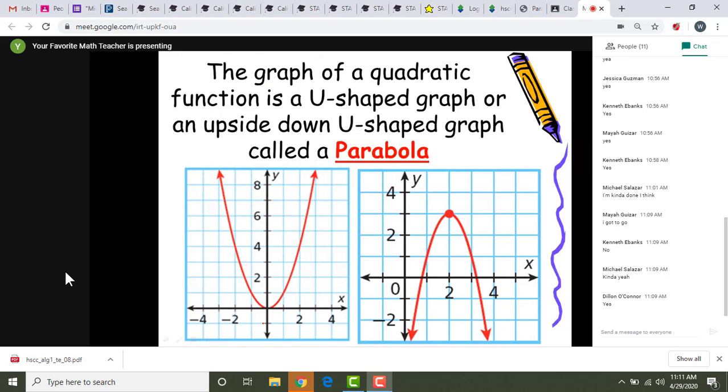A few people, when they were graphing, they were making V's. So remember, you have to round it out. You don't want to just make a V going straight to a point. It has to be rounded. It's a U shape. It's round. It doesn't have any straight lines or sharp edges.